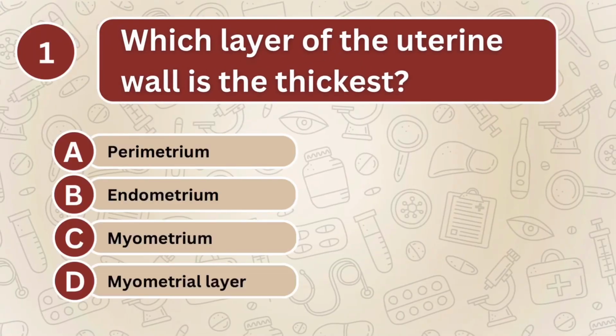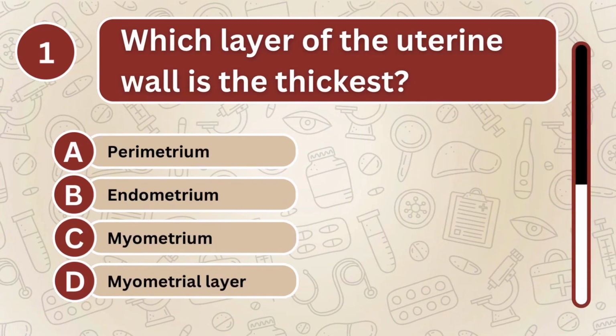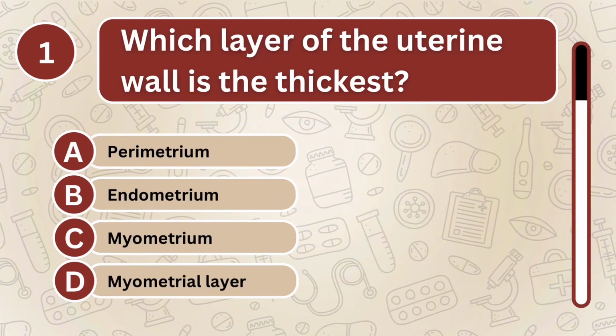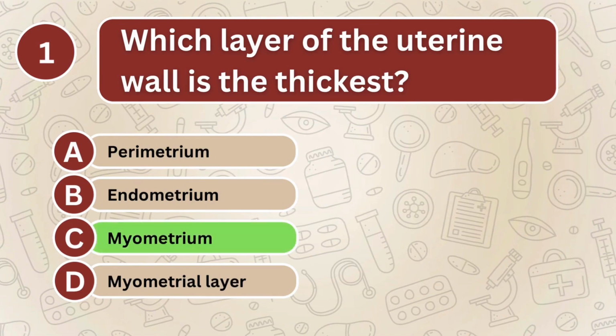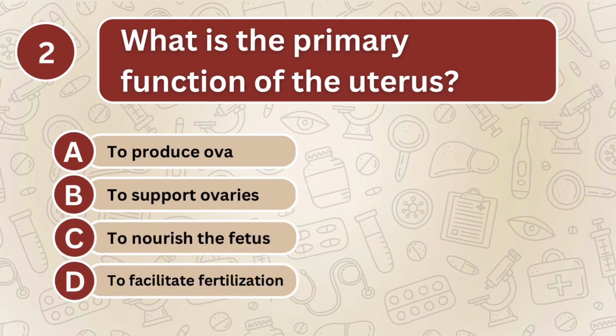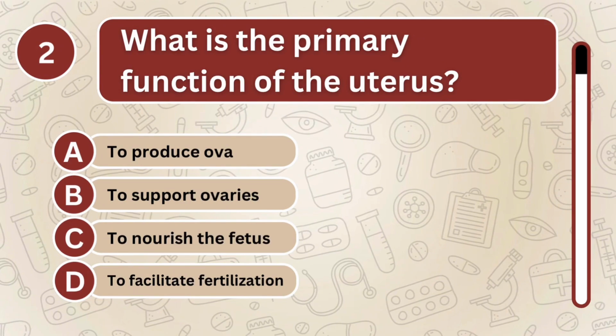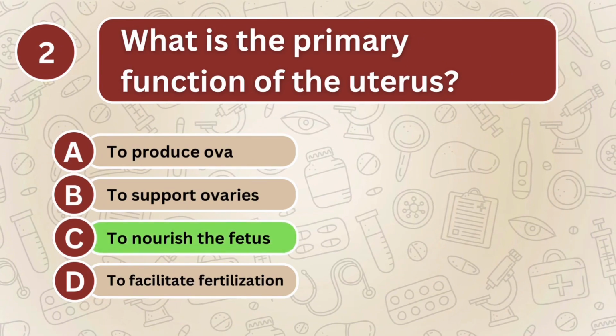Which layer of the uterine wall is the thickest? It's C. Myometrium. What is the primary function of the uterus? To nourish the fetus.